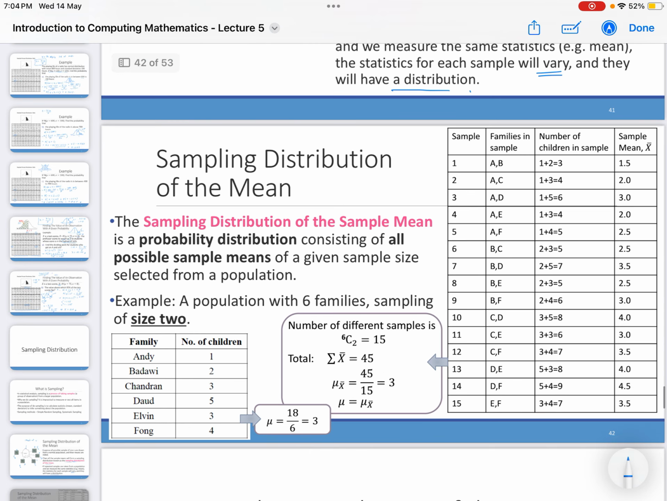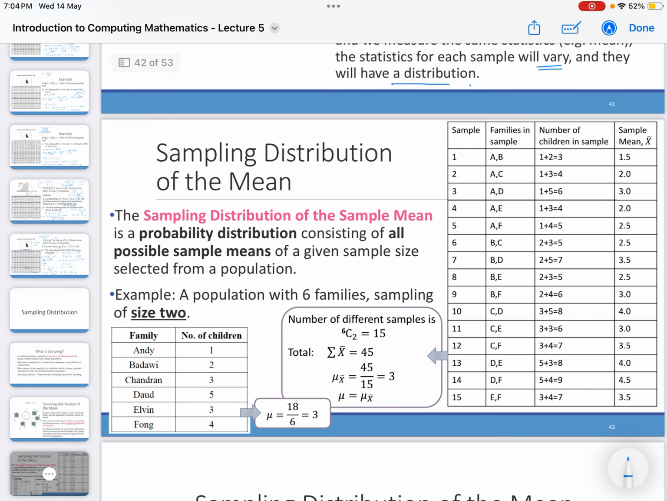Okay, let's look at one example. The sampling distribution of the mean is a probability distribution consisting of all possible sample means of a given sample size selected from a population. So this is just one simple example. Let's say a population has 6 families: Andy, Badawi, Chandran, Daud, Elvin, Fong. This one is A, B, C, D, E, F.